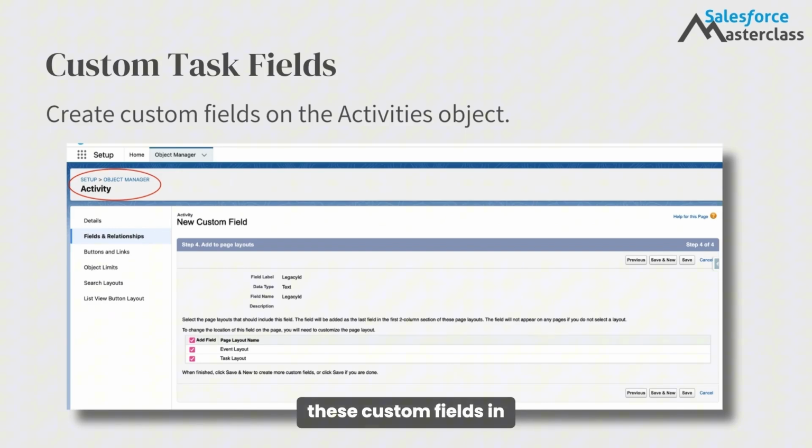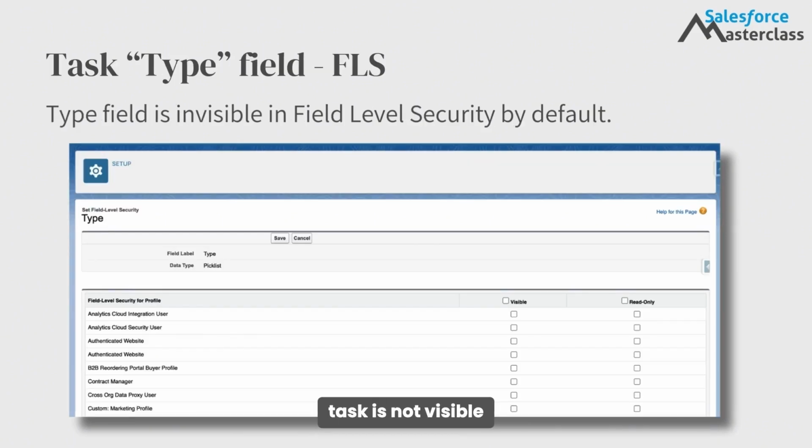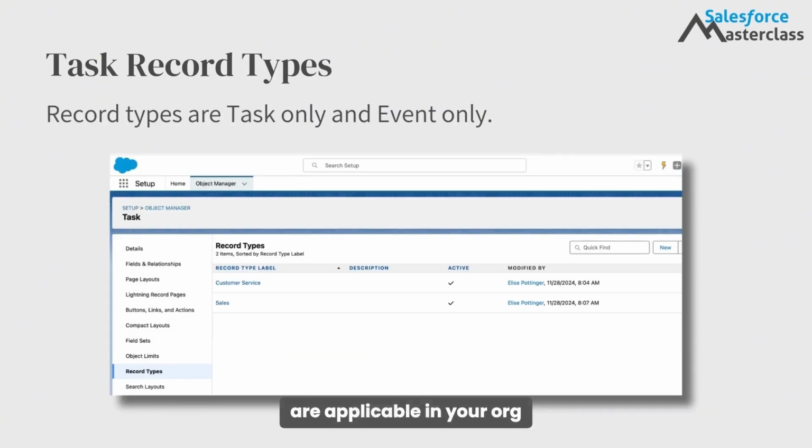If you have custom field data to include in your task load, such as the legacy ID, you'll create these custom fields in the activity object of the object manager. These fields will then be accessible on both task and event inserts. The type field on the task is not visible in field level security by default. If you're planning on migrating data into this field, make sure that you've gone to its field level security and provided the necessary access. If task record types are applicable in your org, you'll create them on the task object, and they are not applicable to the event object.